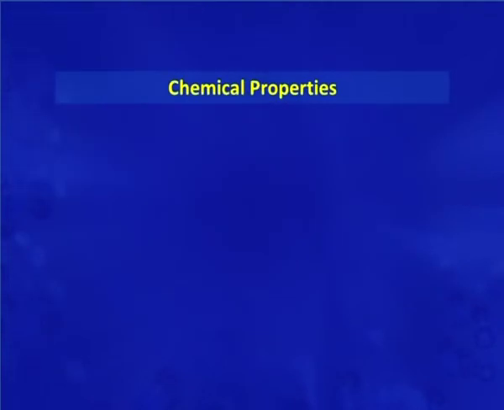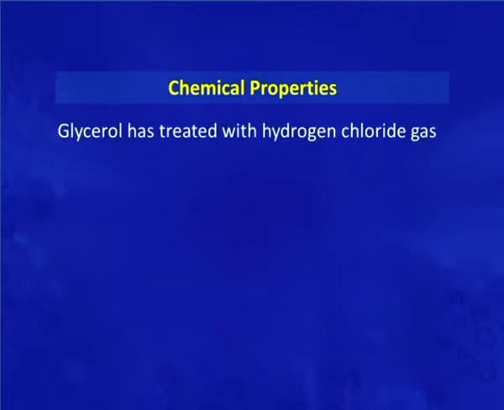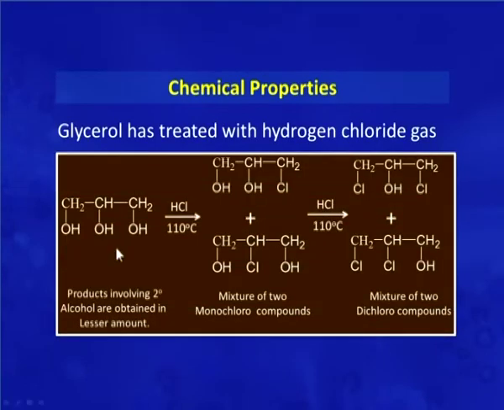When glycerol is treated with hydrogen chloride gas at around 110 degrees centigrade, then it forms monochloro-derivative. Two monochloro-derivatives are formed. Here you can see the chlorine is replacing the primary hydroxy group, and here the chlorine is replacing the secondary hydroxy group. So, a mixture of these two monochloro products is formed, but when the same mixture is heated with hydrogen chloride gas above 110 degrees centigrade, then we get dichloro derivative.